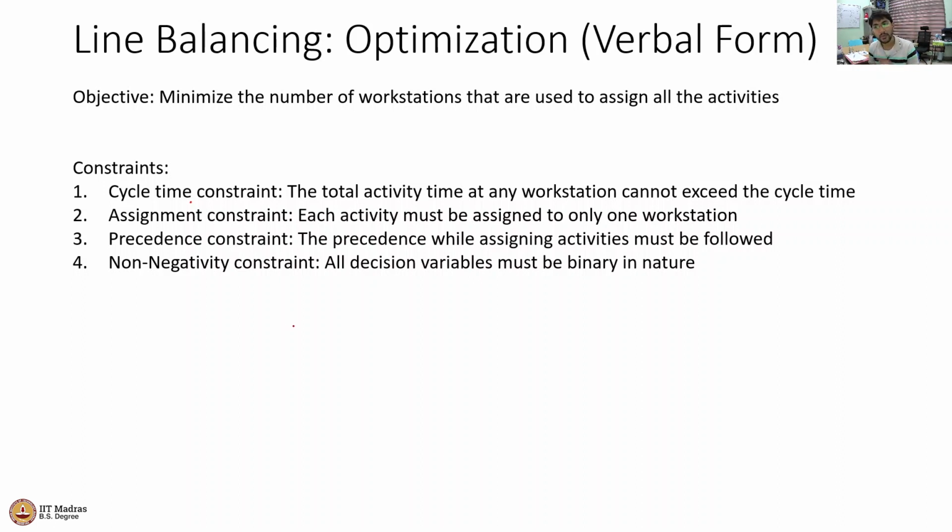So that is the assignment constraint. The third is the precedence constraint, which basically means the activities, when I assign them to workstations, must follow the precedence that is provided to you. So that is the third constraint. Finally, all my decision variables must be non-negative. In our case, they are going to be binary in nature. So the non-negativity constraint. These are the objectives and the constraints. Now we will look at how to formulate these objectives and constraints using the decision variables from the previous slides to the mathematical form.